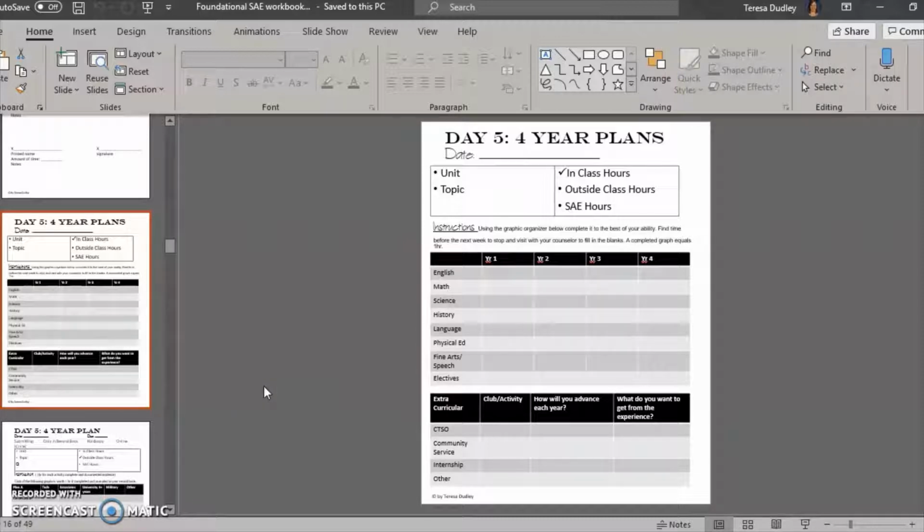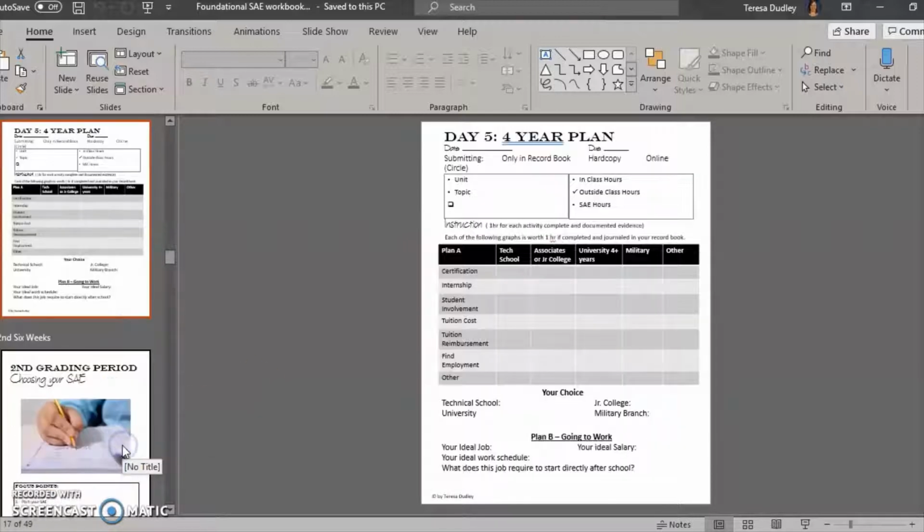So this chart here would be done inside class. I believe it falls in the first TEK for all ag classes when it talks about careers. You could put it in there. And then their homework or their outside class hours would be to determine a plan A and a plan B. And so it says each of the following graphs is worth 1 hour if completed. I didn't graph up plan B, but I would give them an hour for plan A and then another hour if they complete plan B.